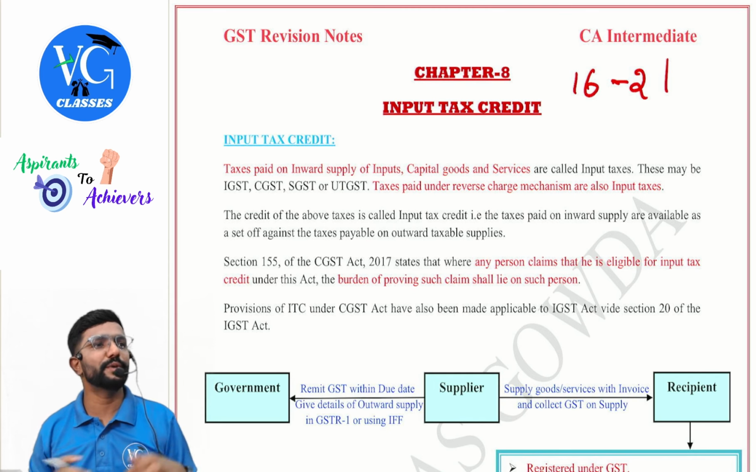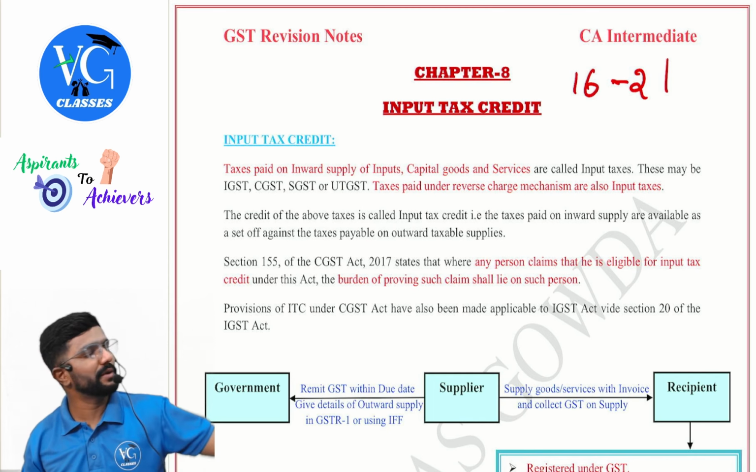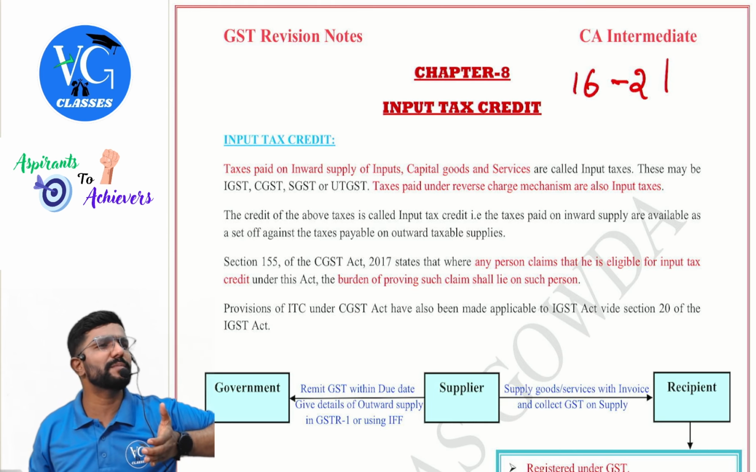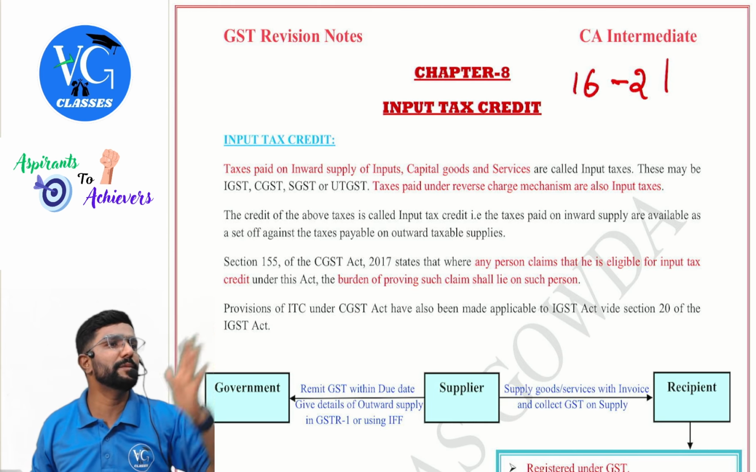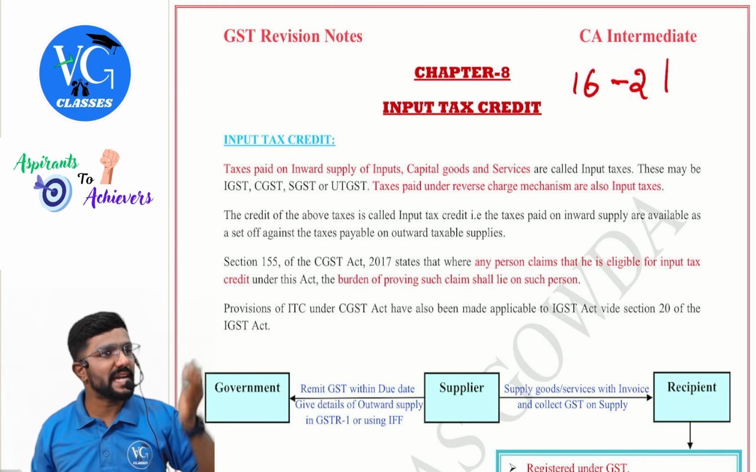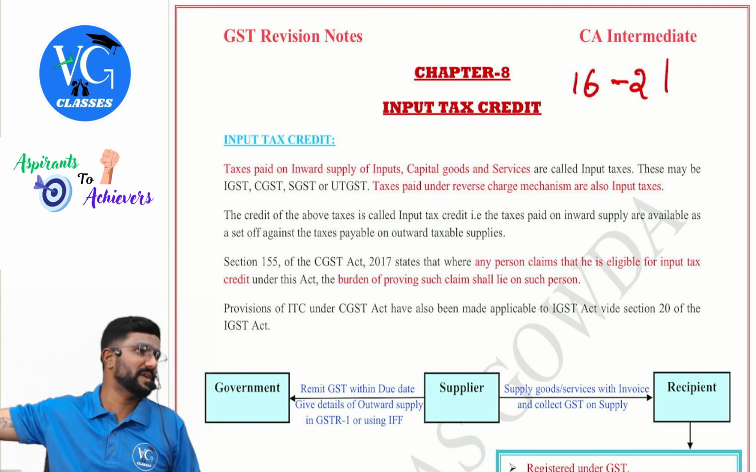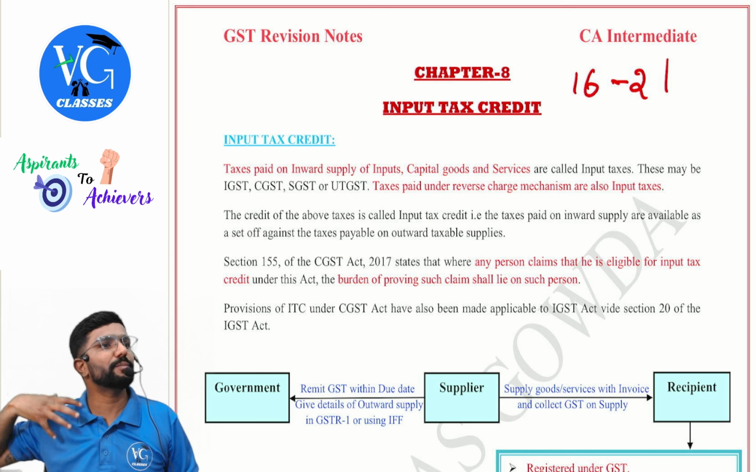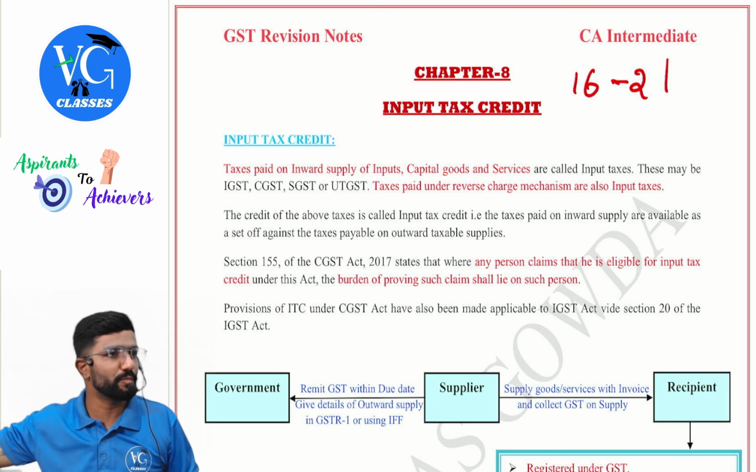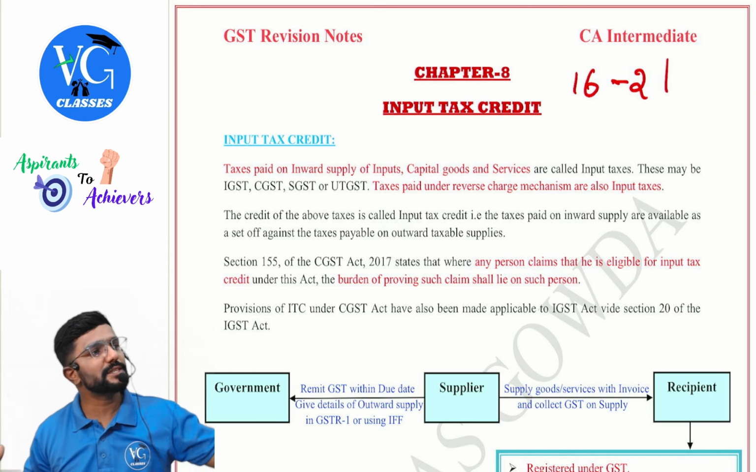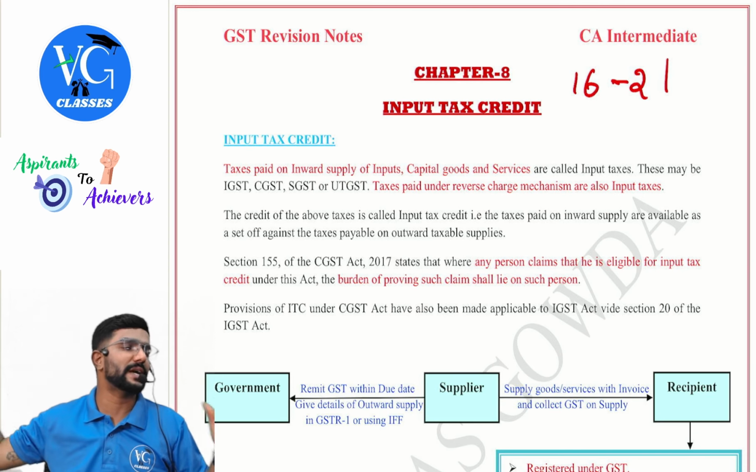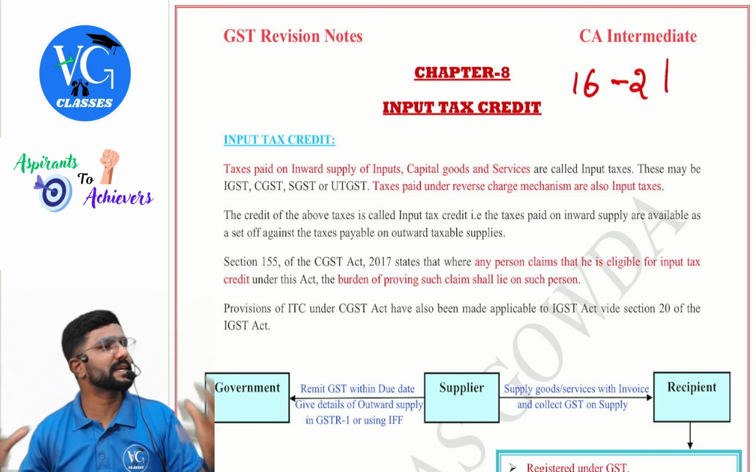First of all, what is input tax? Guys, whatever tax I would have paid on my inward supply, which is nothing but purchases, we call it input tax. Now, when I can adjust it against the tax which I am liable to pay on my outward supply, the tax I have to pay on my outward supply is called output tax. So when I can adjust my input tax against output tax, we call it input tax credit.